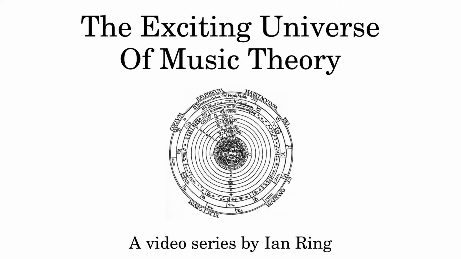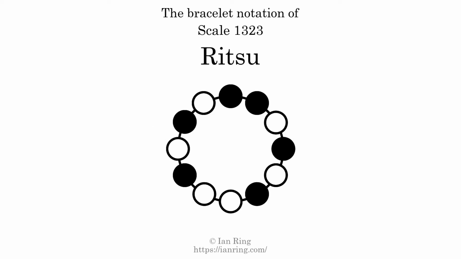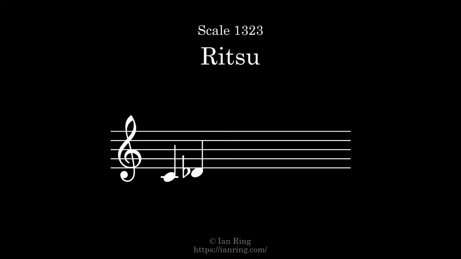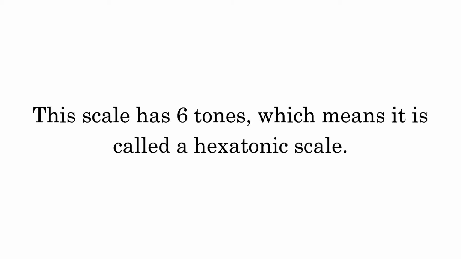Welcome to the exciting universe of music theory. Are you ready to learn? Then let's begin. Today we will talk about scale 1323, Ritsu, which sounds like this. This scale has 6 tones, which means it is called a hexatonic scale.